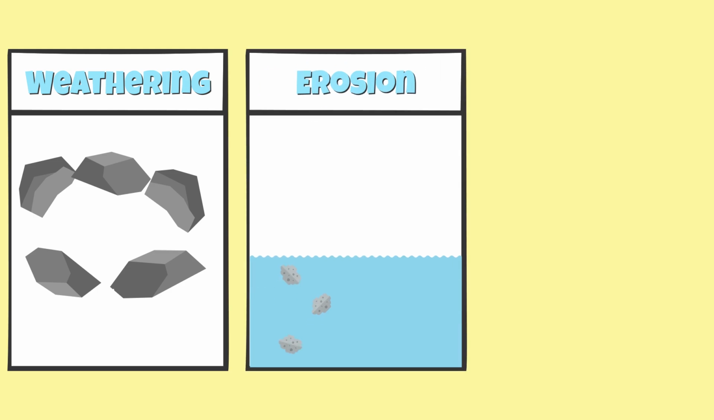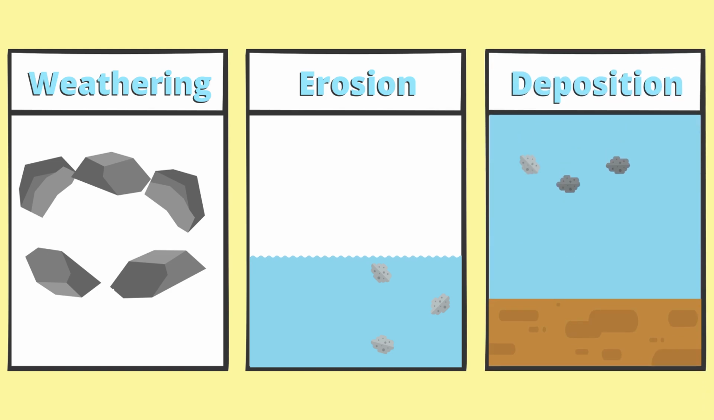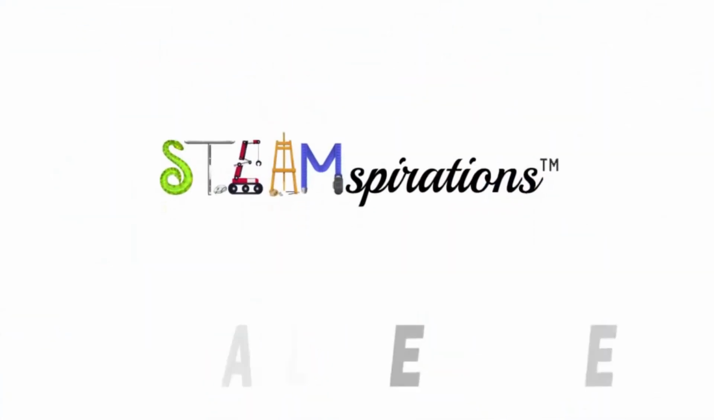To recap, weathering breaks down rocks into smaller particles. Erosion moves sediments from one location to another by wind, water, or ice. Deposition, the process of laying down sediments in new locations, forms various landforms. Now that we've reviewed the key processes, it's time for an interactive challenge.